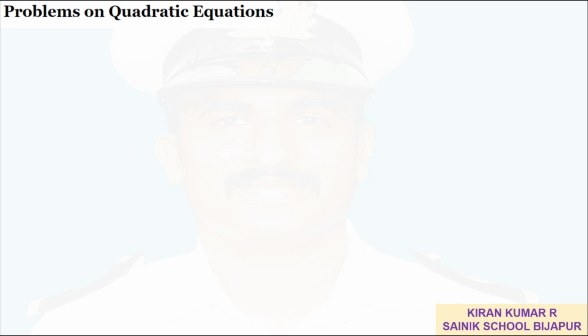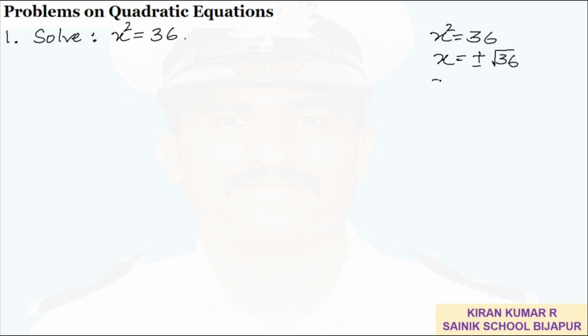The next question is, I'll start with once again number 1. It's solve x square equal to 36. Very simple. Whenever this type of question is there, we can solve it like this, x square equal to 36, taking root on both sides, it becomes plus or minus root of 36. So the value of x is positive and negative 6, plus 6 and minus 6.